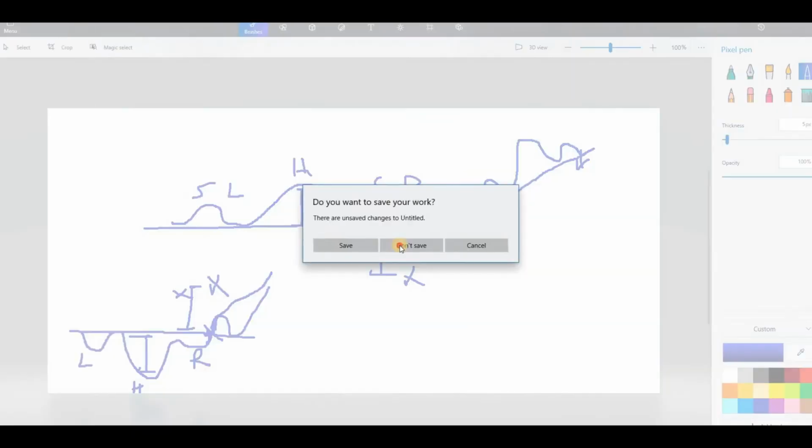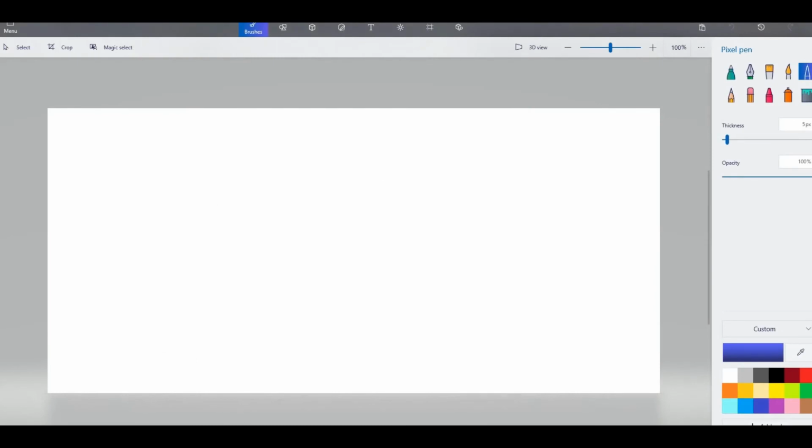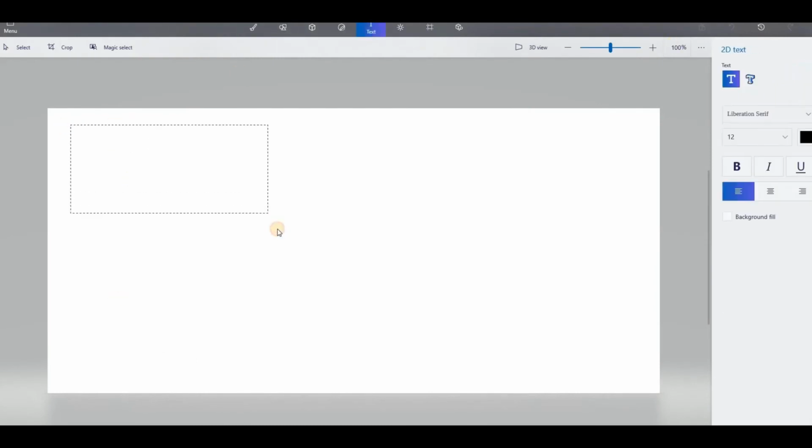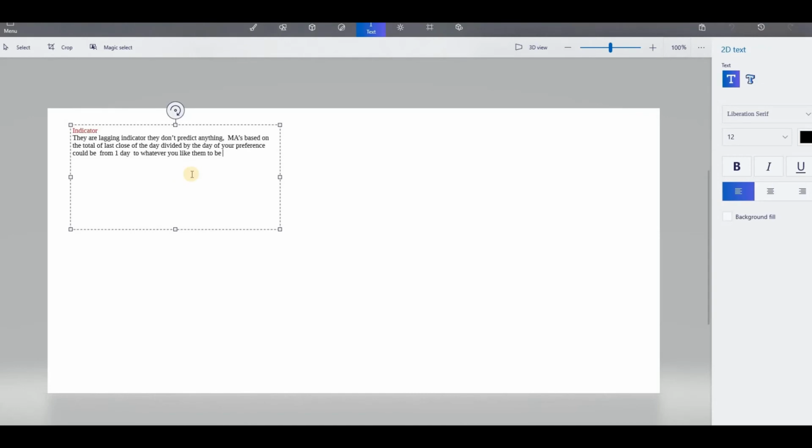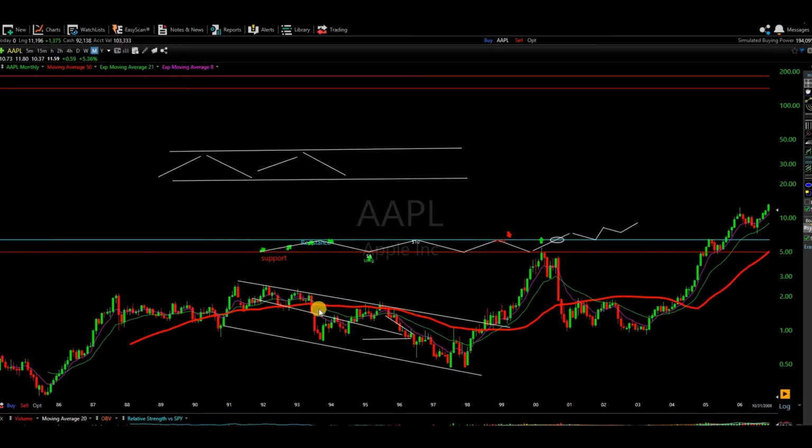Last thing I want to talk about is indicators. Let's see, text here. Indicators. They are lagging indicators. They don't predict anything as far as I'm concerned. I use moving averages, like I said, here in my chart.